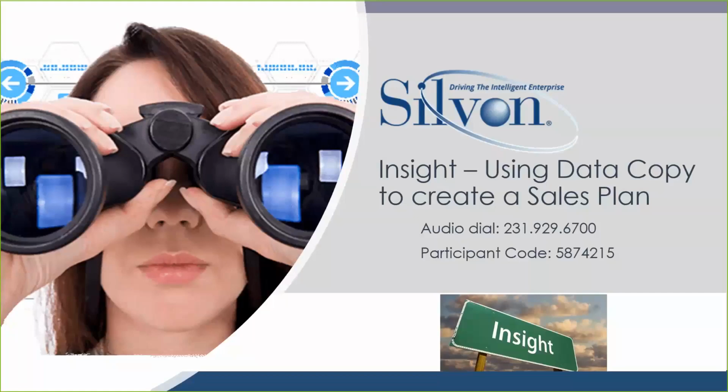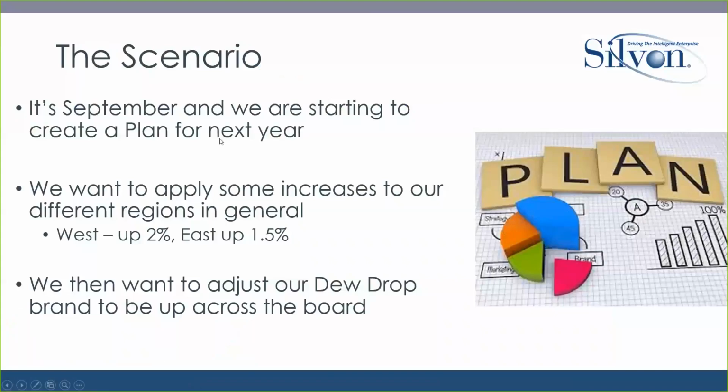So the first thing I wanted to do was, as I just described, talk about data copy and describe what it was. The next thing to go through my demonstration was to set up a little bit of a scenario in terms of what we want to accomplish. So let's just say here's my scenario. And as many of you have heard in my demo, it is always September. So let's pretend we're in September of a current year, and I want to begin the process of creating a plan for next year.